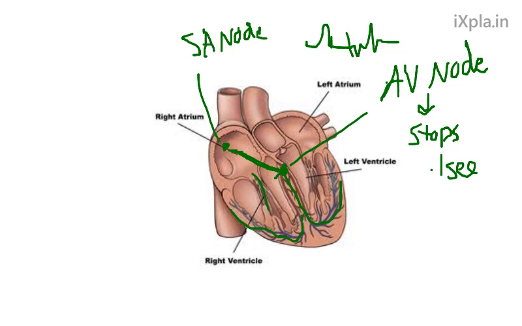The reason it stops the signal is to allow the blood flow to catch up, because the electrical stimulation moves faster than the blood. Electricity moves faster than a liquid. It's obvious. So while the signal moves down to the AV node, the blood is slightly behind it. So once the signal moves past, the right atrium contracts and pushes all the blood down to here.